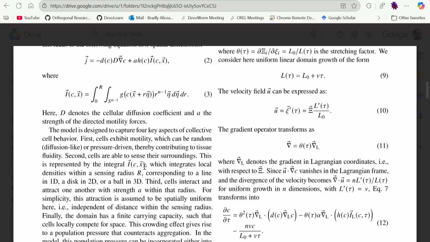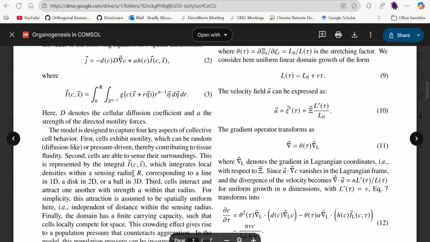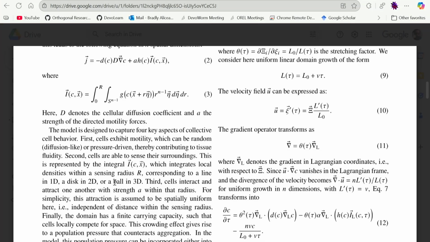This is represented by the integral I vector Cix, which integrates local densities within a sensing radius R, corresponding to a line in 1 dimension, a disk in 2 dimensions, or a ball in 3 dimensions. So the sensing radius is basically how far out from the cell it can sense things. And it basically integrates all of the density around it.